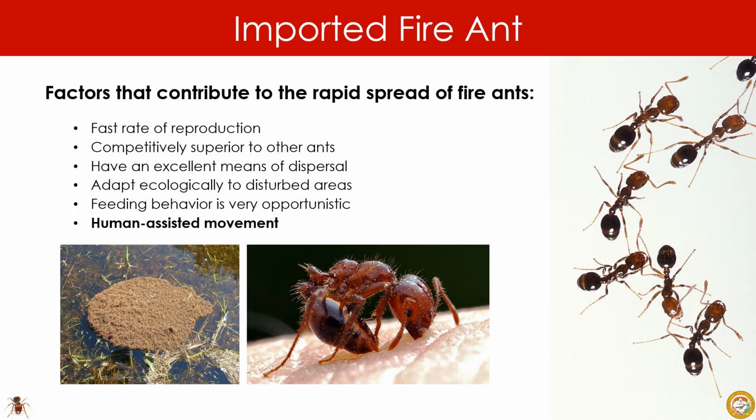Imported fire ants spread rapidly due to a number of factors, including their fast rate of reproduction, competitive superiority to other ant species, excellent methods of dispersal, for example, the floating mats designed to protect the queen during flooding as seen in the below image, ecological adaptation to disturbed areas, opportunistic feeding behavior, and of course, human-assisted movement. IFA are notorious hitchhikers and are readily transported long distances when articles such as soil, nursery stock, and other items are shipped outside of the infested area.